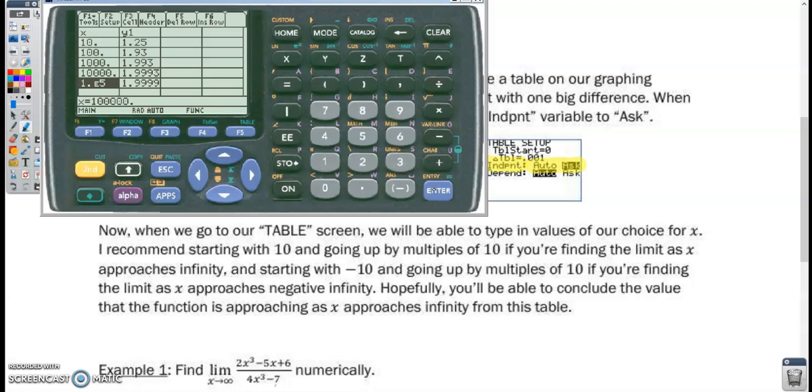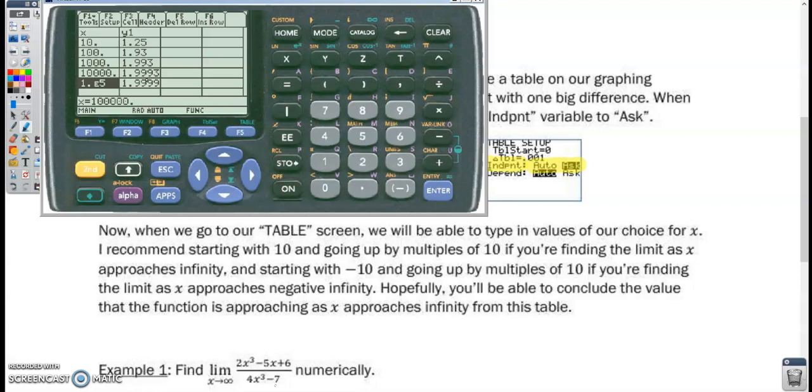And usually my recommendation for people is, if you're finding a limit as x goes to infinity, that you start by putting 10 and then going up by powers of 10, just like I did here: 10, 100, 1,000, 10,000, etc. And if you're going to negative infinity, start at negative 10 and go by multiples of 10: negative 10, negative 100, negative 1,000, counting down that way in your table. And if you do that, you should see in your y column here that you're going to approach some limit. So whatever function I have typed into my y equals screen, I think it's left over from the last lesson, it looks like that function as x goes to infinity, the y value is approaching 2.